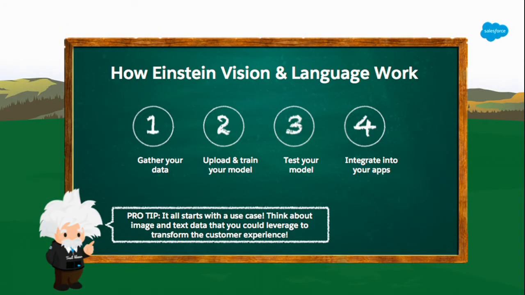So no matter if we're talking about vision or language, the process that you go through is very similar. The first step is you need to gather your data. The second step is you need to upload and train your model. Third step is to test your model and improve it. And then finally, integrate your model and improve it over time.